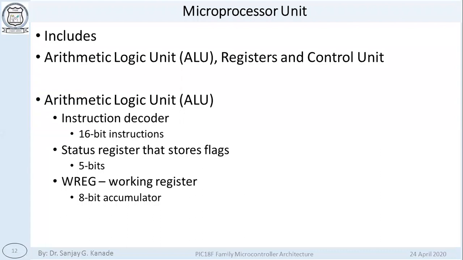The status register stores the flags which indicate the operation that has occurred inside the microcontroller. There are 5 bits in the status register; we will see them in detail. Then WREG, the most important register in the controller, is called the working register. It is basically an 8-bit accumulator, as we have been discussing.